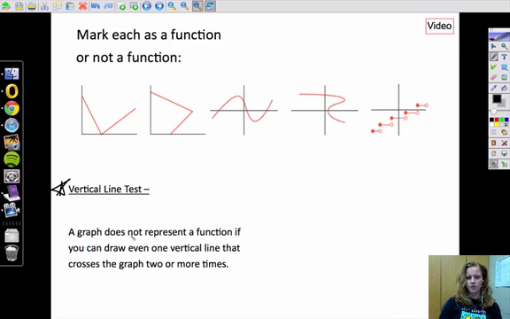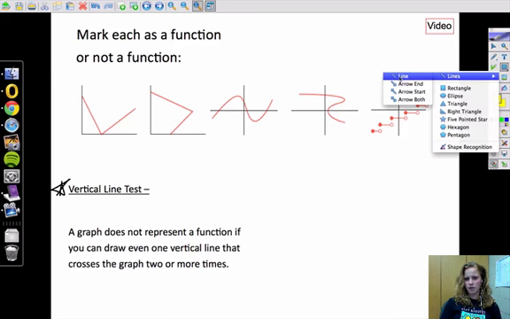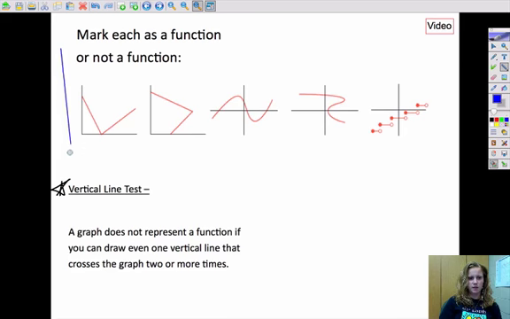If a graph does not represent a function, you can draw a vertical line through it, and your graph will cross that line more than once. So let's make a line here. If I just make a vertical line, we can use this line to test our functions.